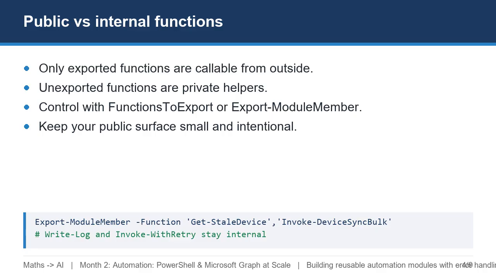Not everything should be callable from outside your module. Only the functions you export are public. Everything else stays private to the module scope and acts as an internal helper. You control this with FunctionsToExport in the manifest or Export-ModuleMember in the PSM1. Keep your public surface small and intentional, because every public function is a promise you have to keep stable. Helpers like Write-Log and Invoke-WithRetry stay internal.